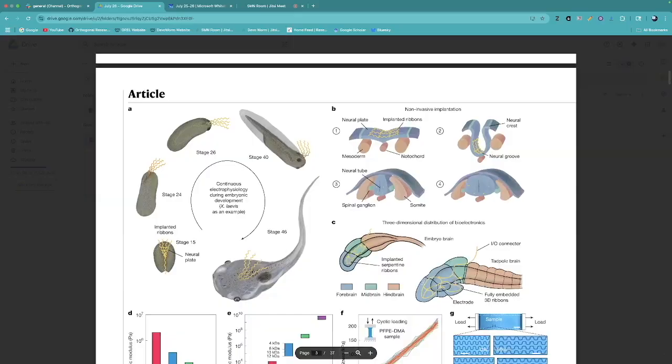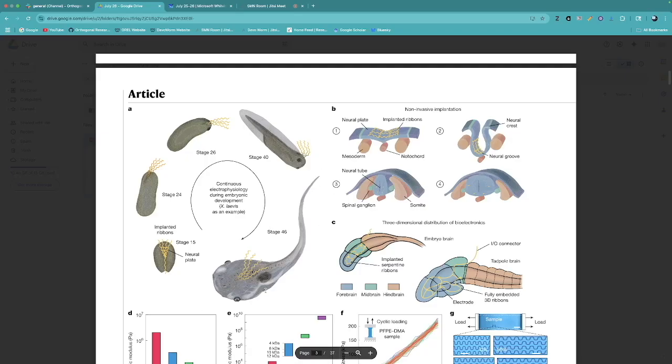So this is a picture of sort of their model. This is panel A, where they start with stage 15, and they start with the neural plate, and they implant these ribbons into the embryo. Then stage 24, they remain in there as you get shape changes. Stage 26, you start to get the beginnings of the tadpole stage. Stage 40, this is the tadpole stage. You still have the implants in there.